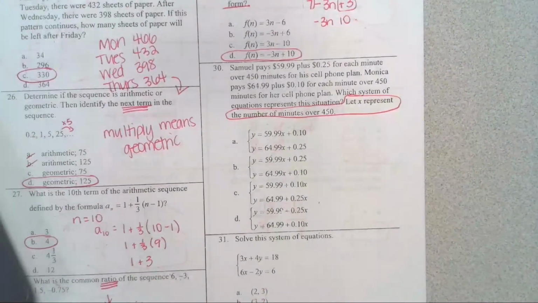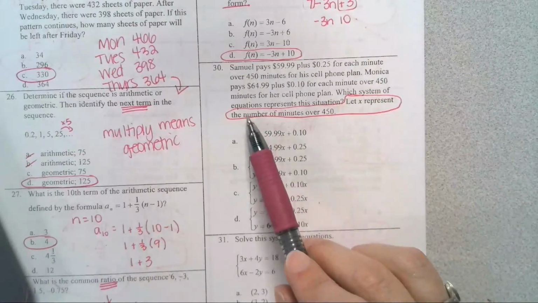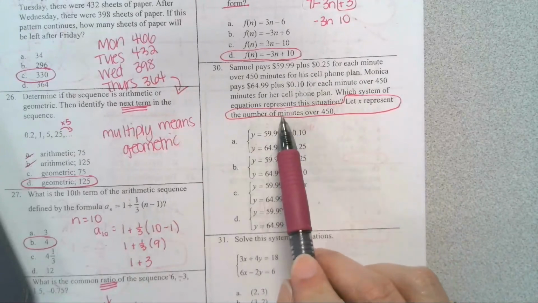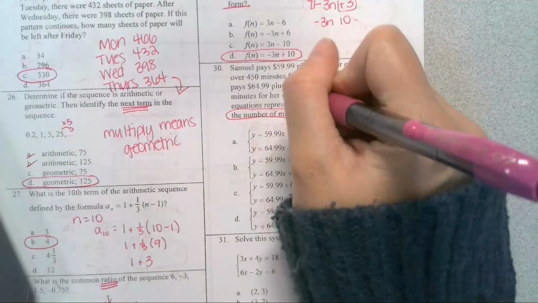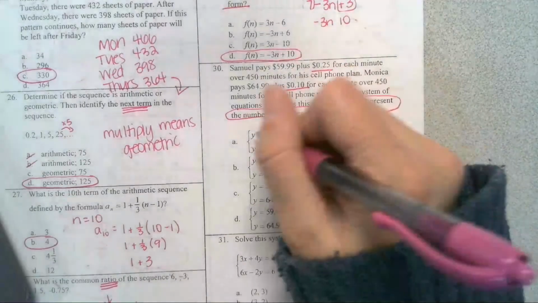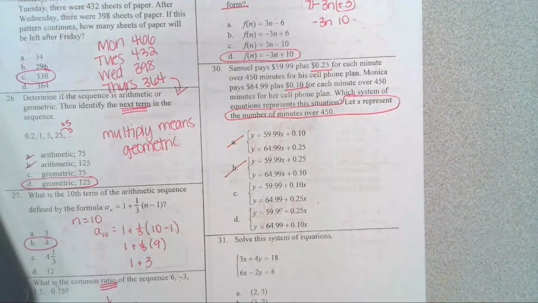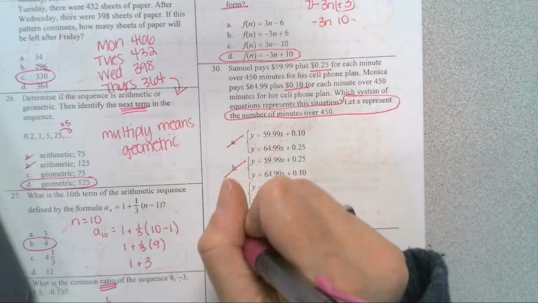Now, they've defined the variable for you so that you know what X represents, but they've also told you which part of the word problem is your slope. They've told you what to attach with X: the number that goes with the number of minutes over 450. So that's your 25 cents and your 10 cents. Those are the two numbers that should have X attached to them. So that means A is out, B is out. And then you have to make sure $59.99 is with 25 cents. So it's D.